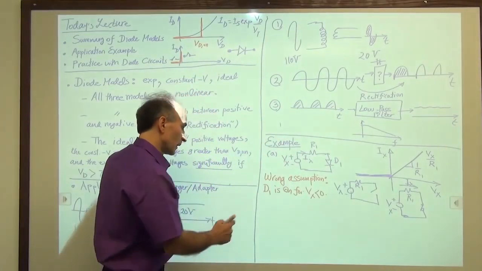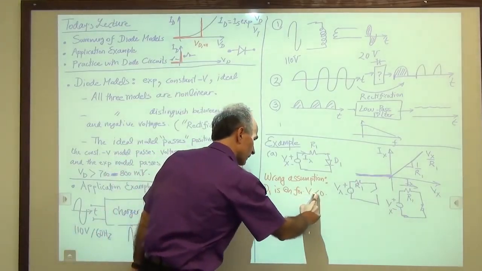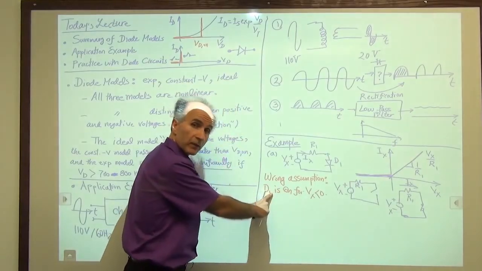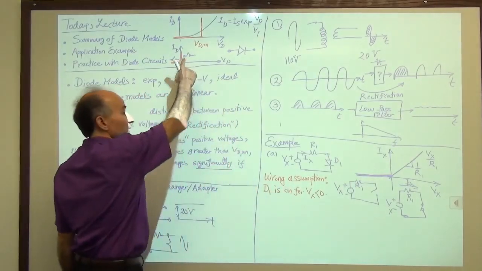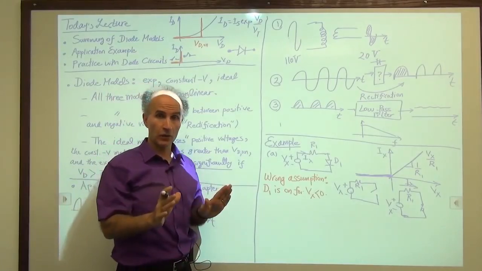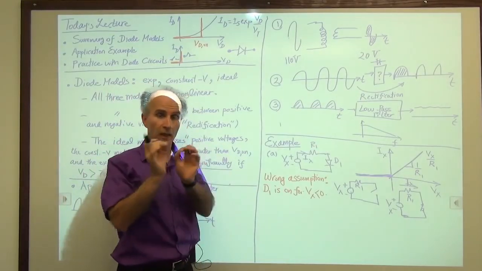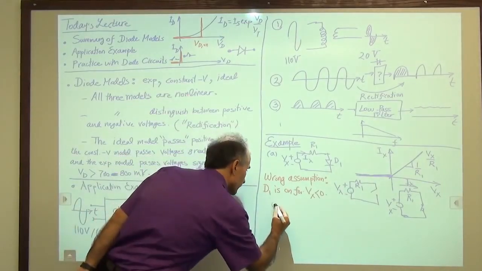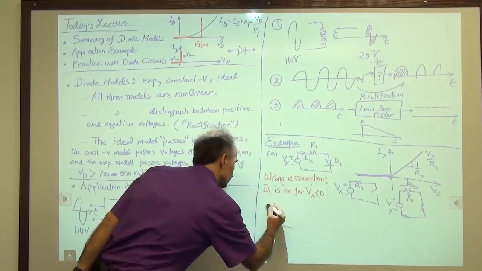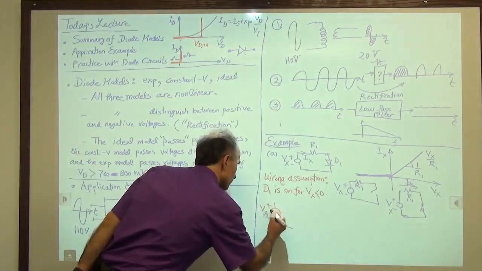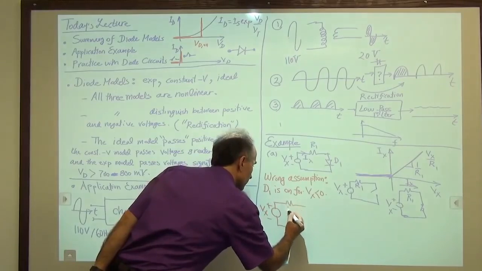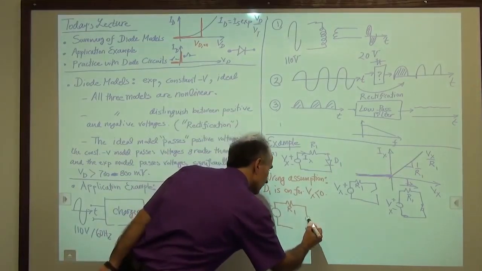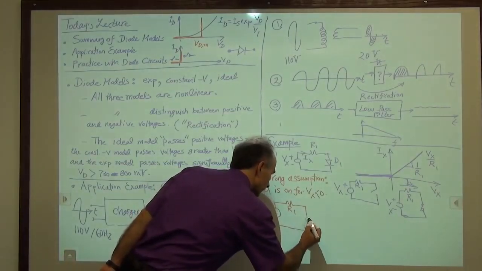Let's proceed. If D1 is on for Vx less than 0, it has to be replaced by what? It has to be replaced by a short circuit. That is non-negotiable, right? If it's on, it's a short circuit. It doesn't matter where it is. Okay, so let's do that. Let's construct a circuit. Vx, R1, and because I am saying D1 is on, I will replace it by a short circuit. It's an ideal diode model.